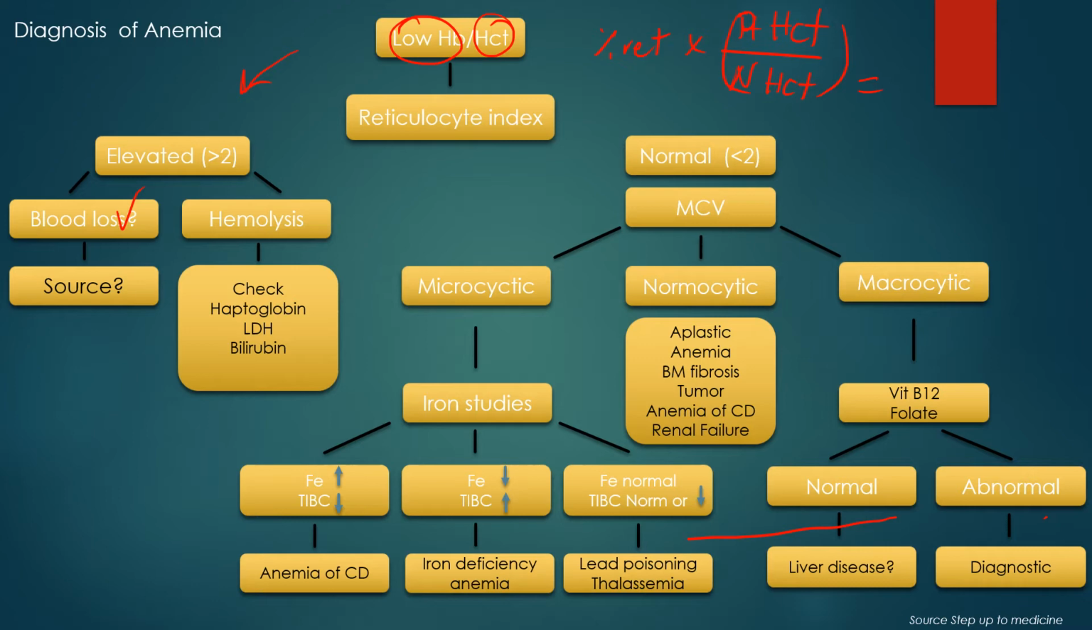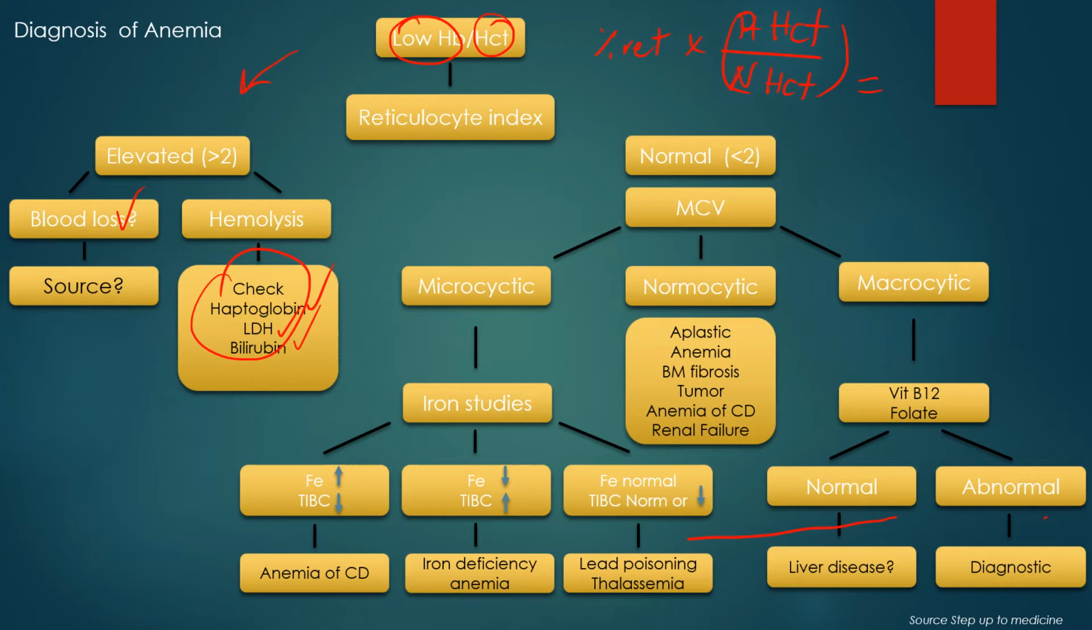Now, if you're suspecting hemolysis, you're going to check for some of these things that are inside the RBCs that leak out when they're destroyed. One is haptoglobin, one is LDH, and bilirubin. If all of these are normal, then most likely the patient has a blood loss, and then you have to check for the source.